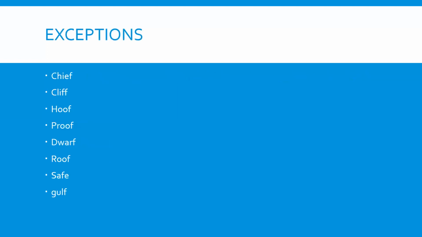All right? But there are exceptions to the rule, as always. So chief, cliff, hoof, proof, dwarf, roof, safe, and gulf, even though they end with an F or an FE, you cannot cut the F and add VES. You have to just add an S after the word. So chief will become chiefs, cliff, cliffs, and so on. Just add an S to these words.